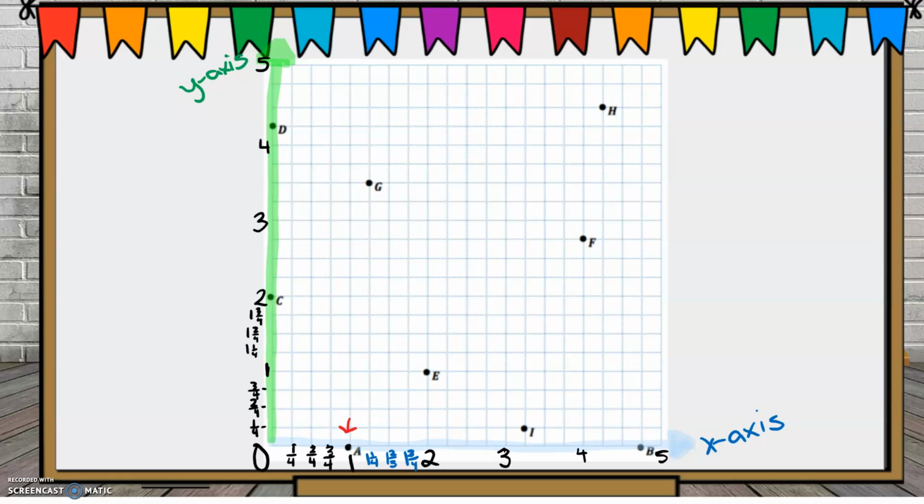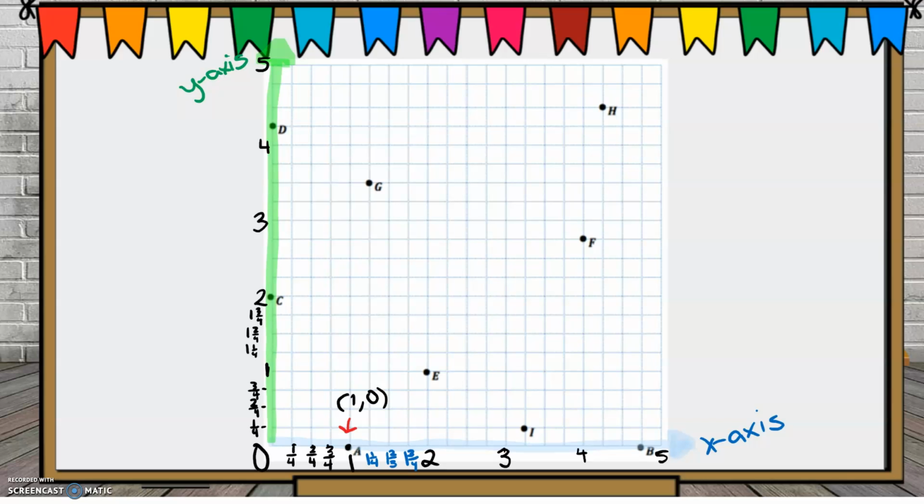I see that it is hitting that x-axis. It's actually still on the x-axis, on that blue line, but it is 1 unit to the right of 0 on that blue line. So my point A is actually going to be 1, 0. And that point A is not going above or below the x-axis, so the y-coordinate would be 0 because it's not going up.